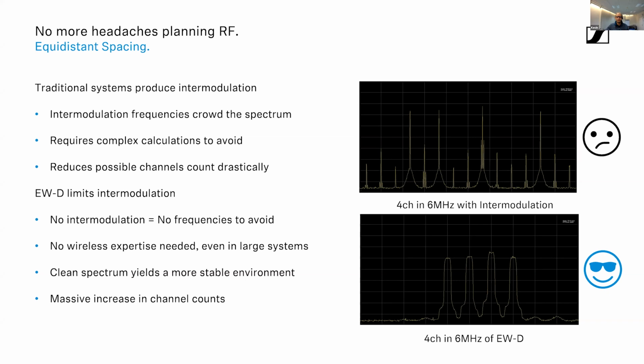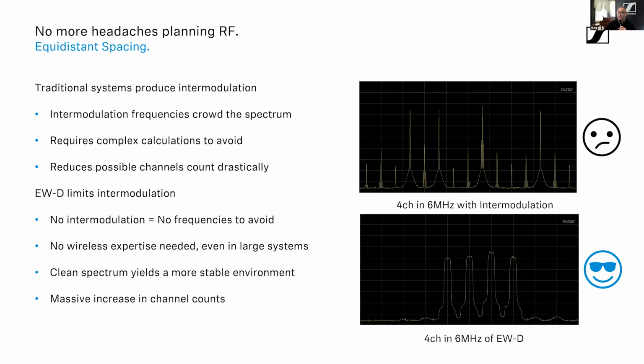Well, with Evolution Wireless Digital, that is a thing of the past. And Evolution Wireless Digital eliminates intermodulation. So now, with no intermodulation, you don't have to avoid frequencies anymore because there are no other frequencies. They don't exist. This makes it much easier to use, which we talked about a couple of weeks ago, because now you don't need to be an expert to figure out where those things are, do complex math, or have some software doing it for you, or banks and channels. Even if you're doing a big system, it doesn't matter. You can just stick them right next to each other.